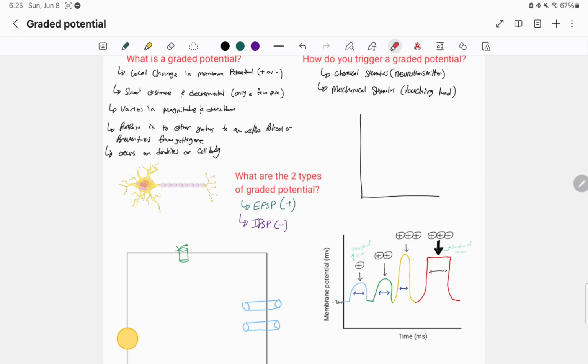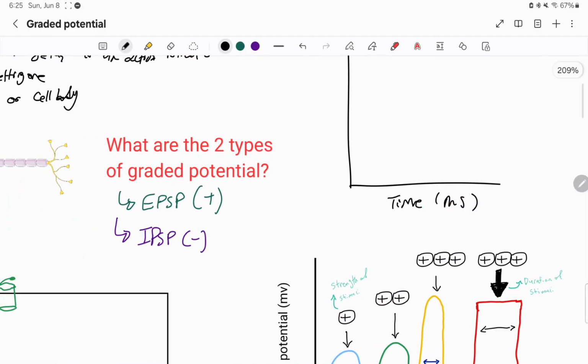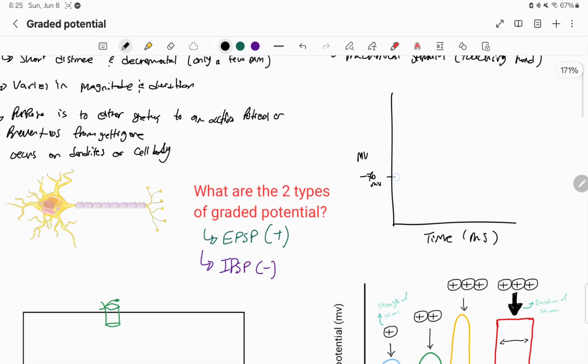So let's become familiar with certain terminology. Let's say I have this graph here. Here is time in milliseconds, and I have voltage in millivolts. And I have negative 70 millivolts here, which is my resting membrane potential. And I draw a line here. Let's say that I'm currently at resting membrane potential.